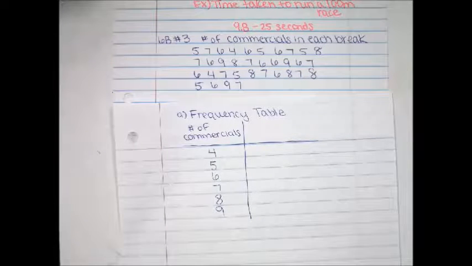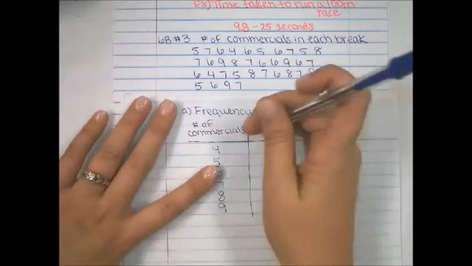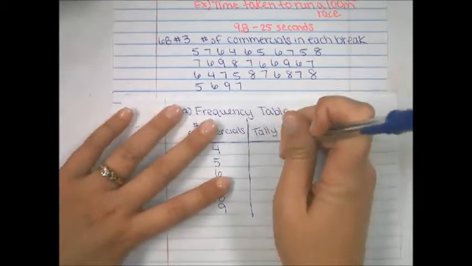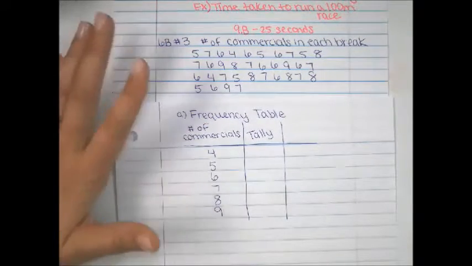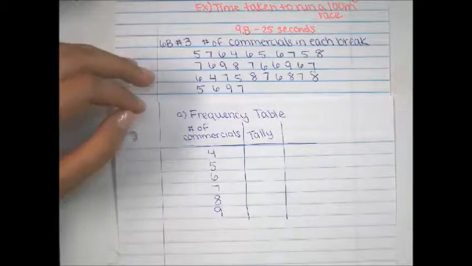If you would like, you can include a tally column. This might help you stay organized, but it's not required. So second column, if you would like, you can tally. It might help you keep organized. And so what do I mean by tally? We're going to work through our data and tally up how many of each there are.